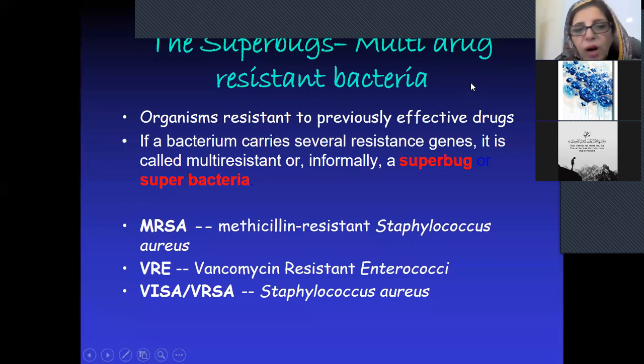Let's talk about a few multi-drug resistant bacteria. They are also commonly called the superbugs. These are those organisms which have become resistant to previously effective drugs. That is, they were sensitive to them, but now they have developed resistance, and not only to a particular drug, but to multiple drugs. And this is because they carry several resistant genes. For example, MRSA, which is methicillin-resistant Staphylococcus aureus. VRE, vancomycin-resistant enterococci. VISA, vancomycin-intermediate or vancomycin-resistant Staphylococcus aureus. These are a few examples of the multi-drug resistant bacteria which have emerged because of all these various factors which we've discussed, but most of them are because of the genetic mutations which have taken place in these bacteria.